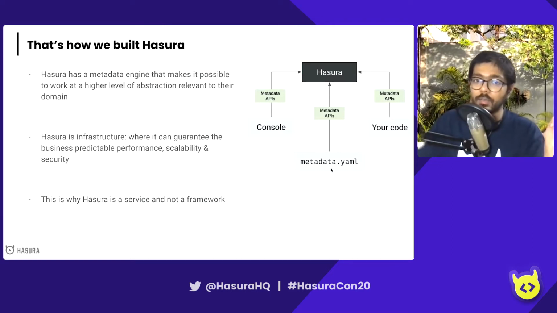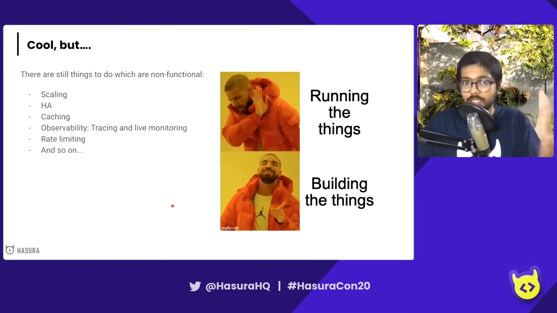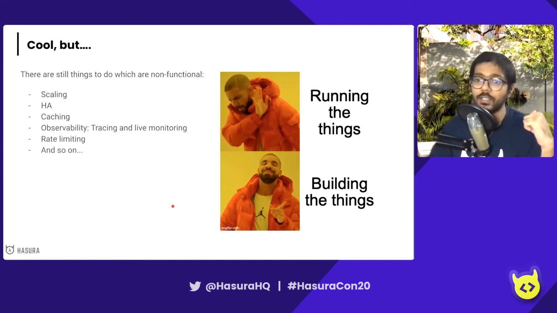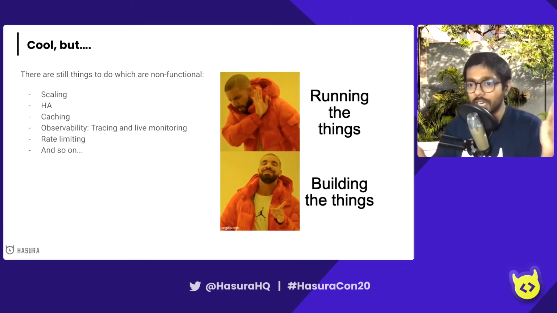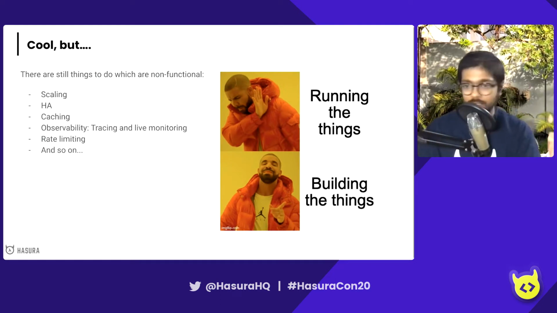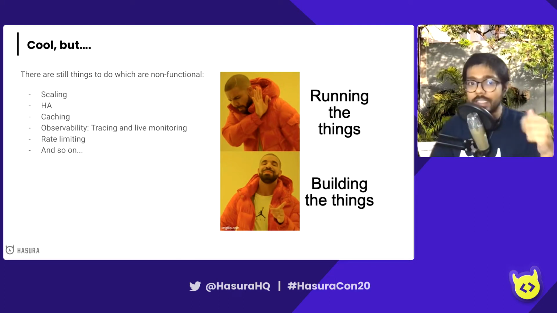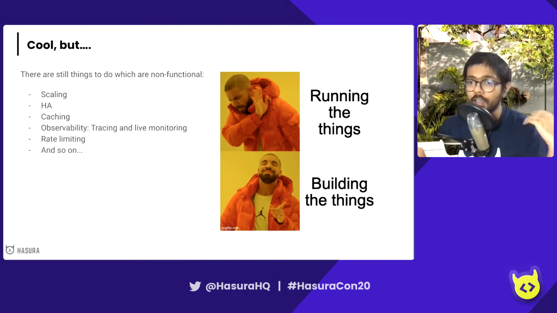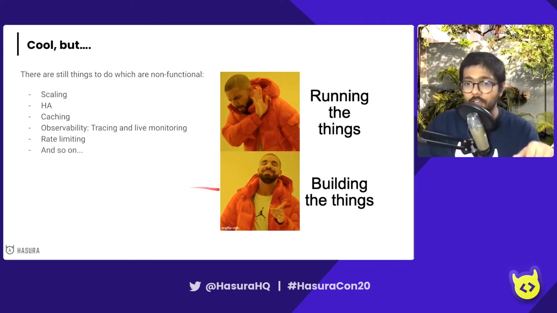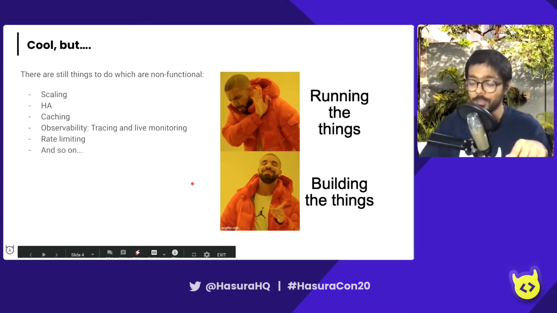As you use this, you realize, that's great, you get GraphQL, and that's nice. But there are still some things that you have to do which are not functional, and not necessarily relevant to your domain. For example, scaling or high availability or caching or integrating with tracing, or distributed tracing, and stuff like that. And then, as Drake has often said, running things is not fun. Building things is fun. In fact, he has a very popular song about it as well.